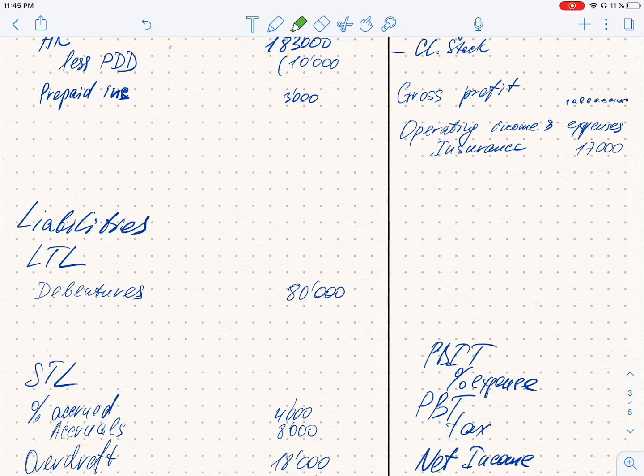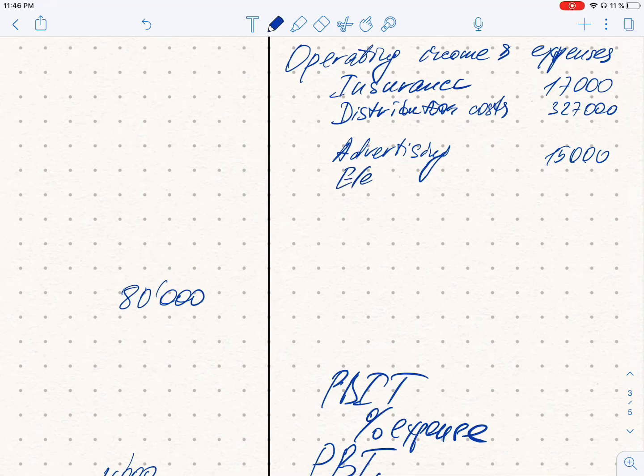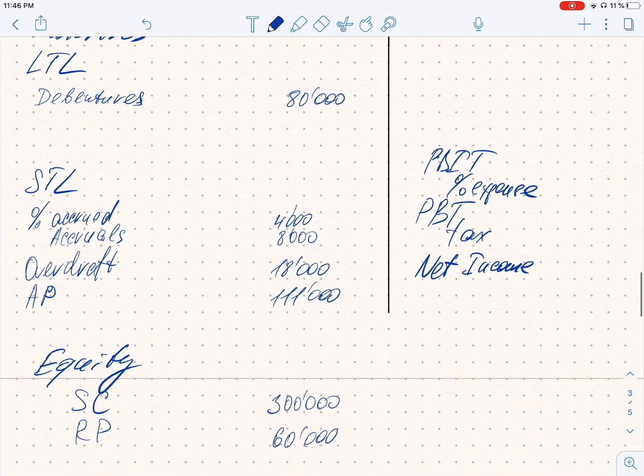The next line, distribution costs, expenses also. Distribution costs in amount of 327,000. Then we have advertising. Advertising in amount of 15,000. Then we have electricity in amount of 20,000. Then we have interest paid, and here the final lines of the profit and loss statement, which we have marked in our template, are in use.